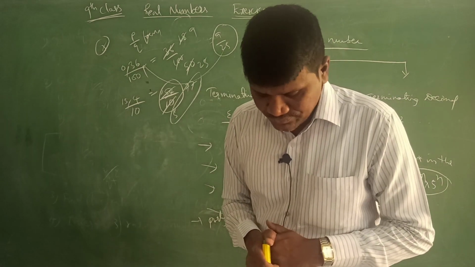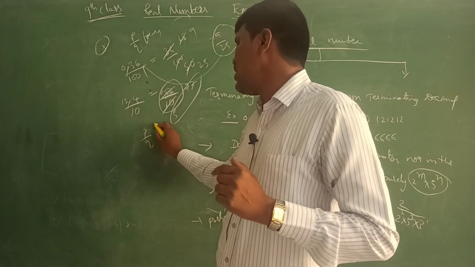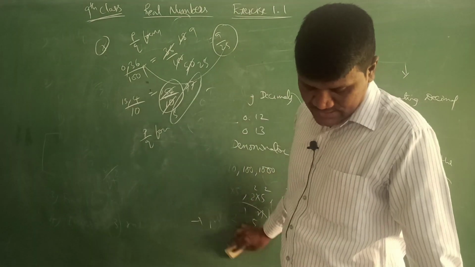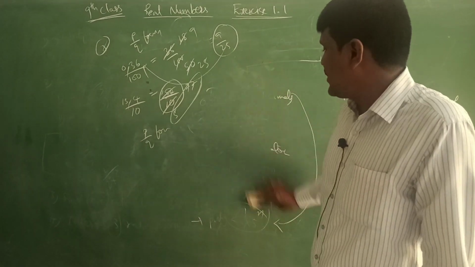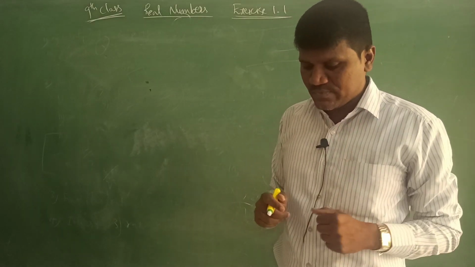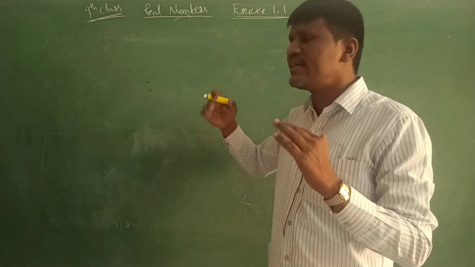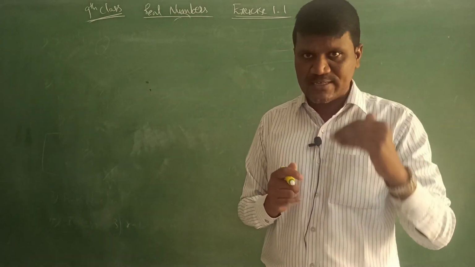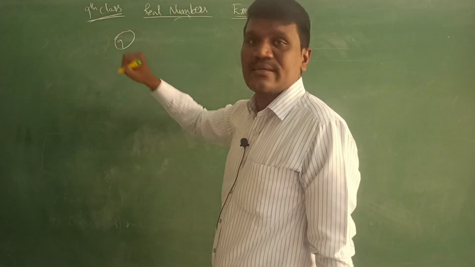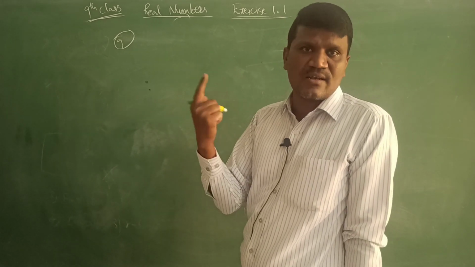Next, 8th problem. Express each of the following decimals in p/q form. This is very important, see. Express each of the following decimals into p/q form. Before seeing the 8th problem, let's see the 9th one first. Directly you can say the 9th problem depends on the decimals, already we have explained. What is the 9th one? Without actually dividing, which of the following are terminating decimals and which are non-terminating decimals.